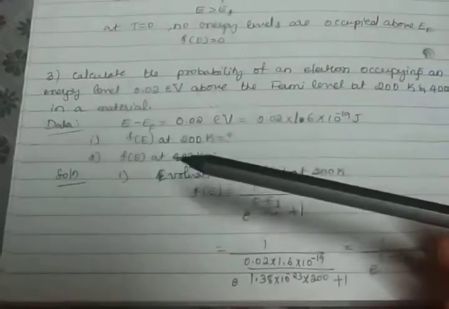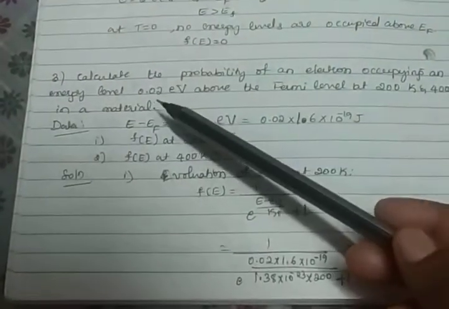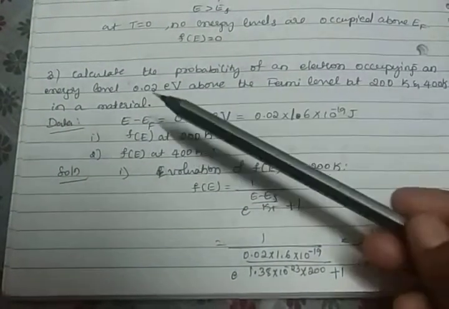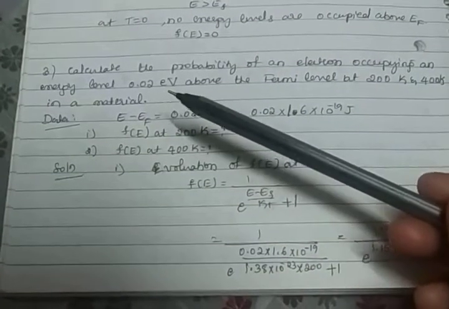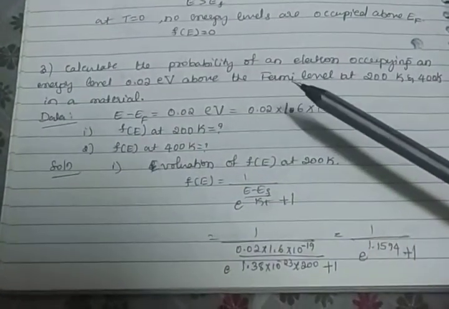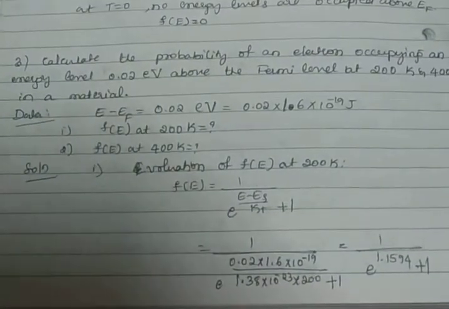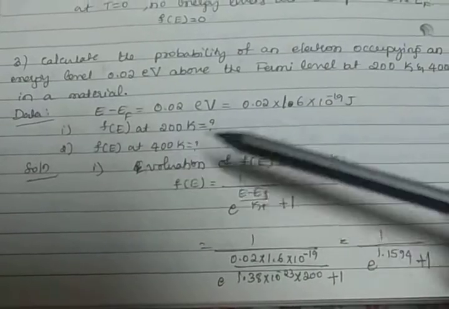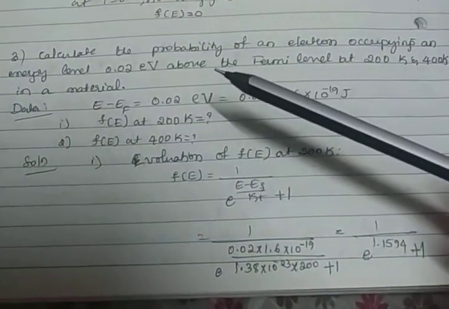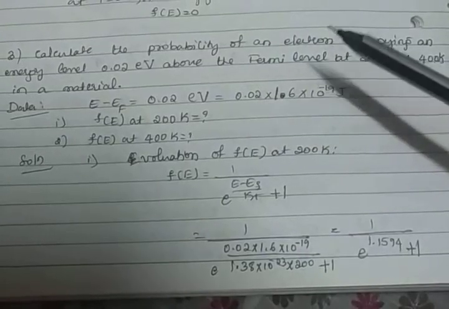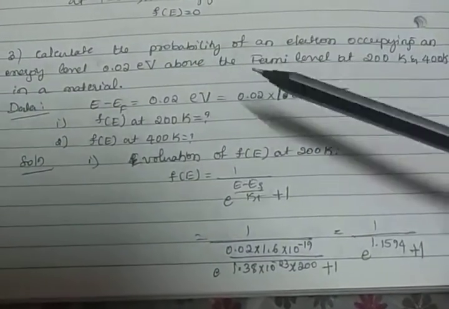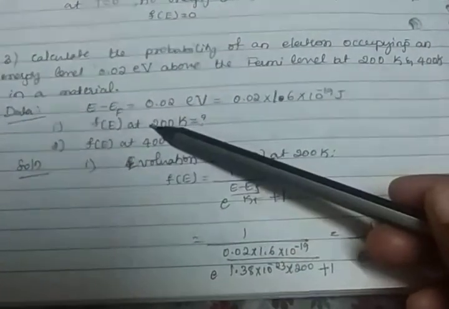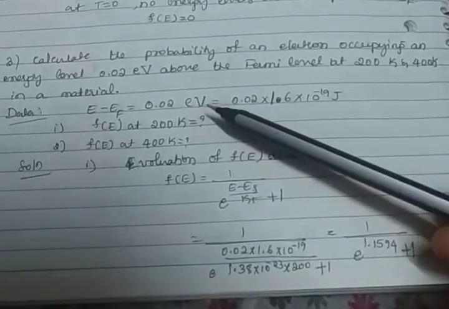Next is, this type of problem is very important. Calculate the probability of an electron occupying an energy level 0.02 electron volt above the Fermi level at 200 Kelvin and 400 Kelvin in a material. So here in the problem there is mentioned above the Fermi level and below the Fermi level, that is given E minus EF. E minus EF is equal to 0.02 electron volt.